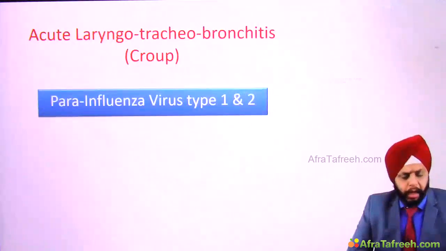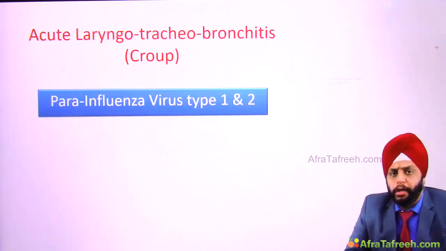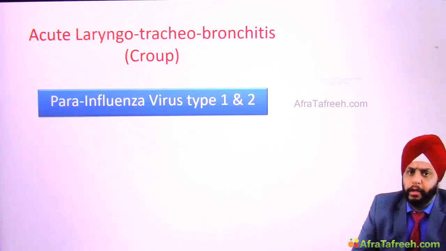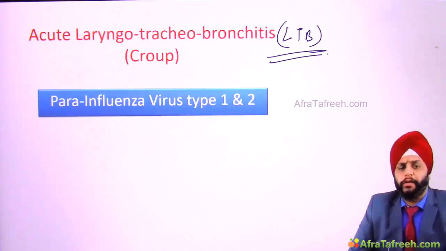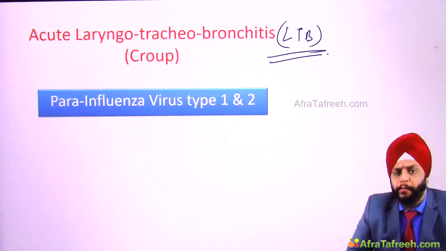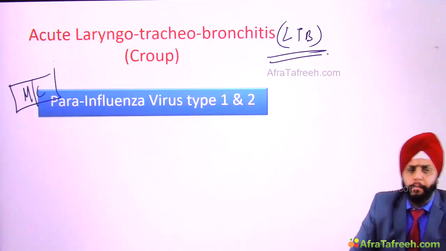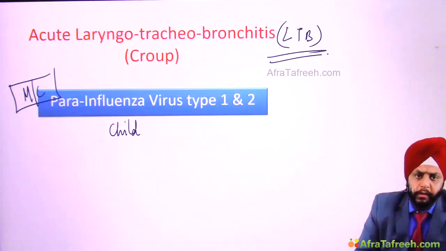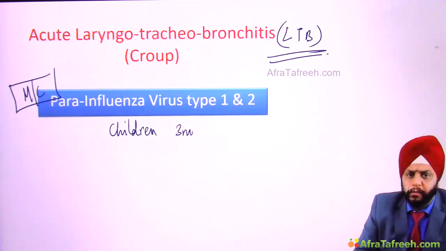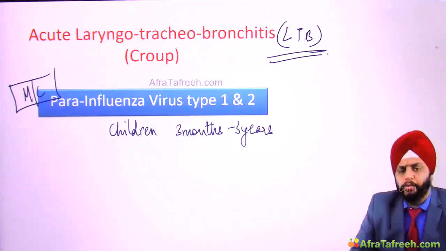Okay, let's come back to the topic of inflammations of the larynx and discuss acute laryngotracheobronchitis, also known as LTB, acute LTB or croup. The causative organism is para-influenza virus type 1 and 2. Okay, this is the most common causative agent. It's a virus, generally seen in children. So this disease is seen in children 3 months to 3 years old.